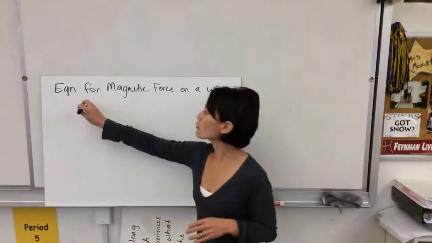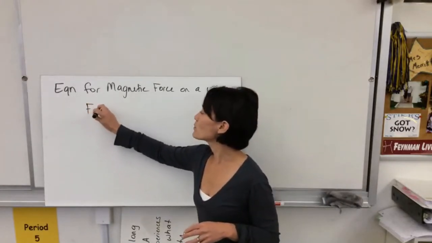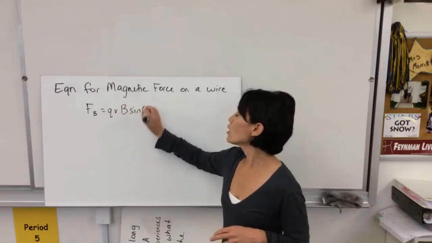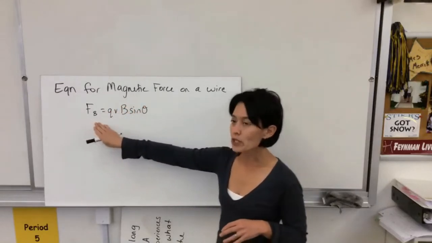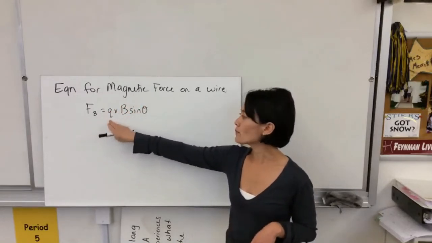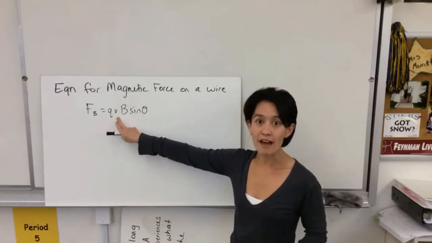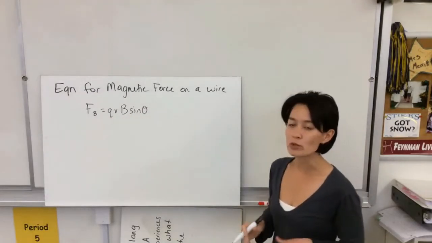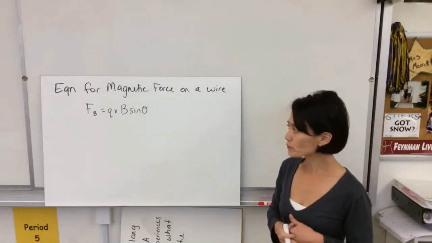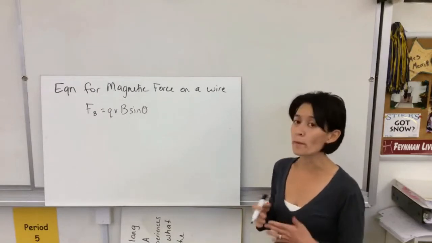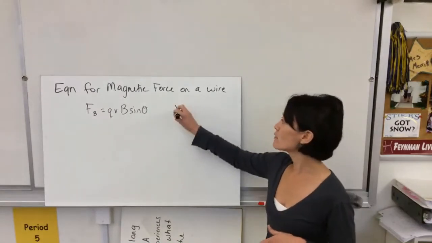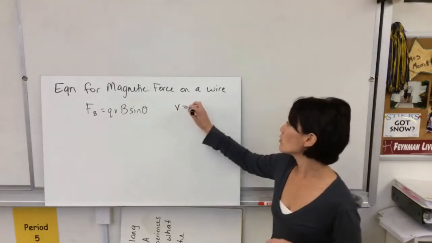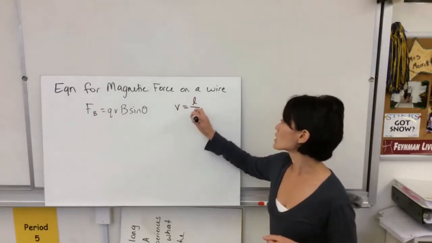Okay, so we started off, and we already know this equation, that F_B is equal to qvB sine theta, where F_B is our magnetic force, q is the charge of the particle, v is the velocity, how fast it's moving, B is our magnetic field, and theta is the angle between our velocity and our magnetic field. Now, if we go back to the base definition of velocity, velocity is just distance over time. And I'm going to be a little bit particular. I'm going to call velocity just length over time.